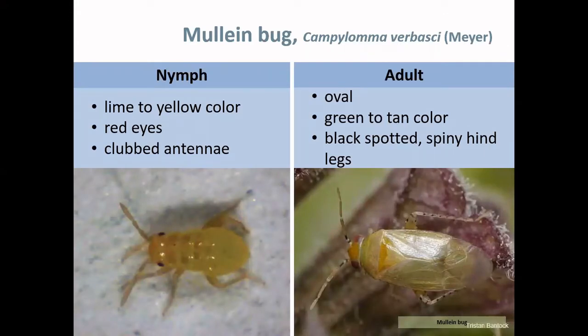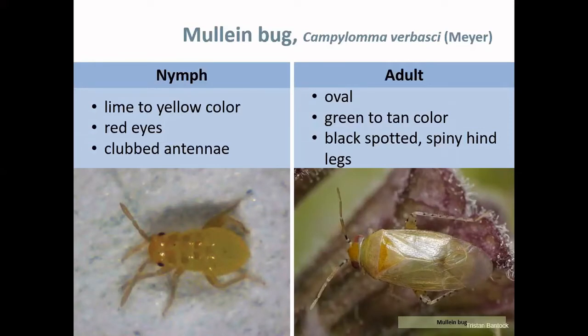Another insect that you'll see early in the season, and it's very common in the orchard, is the mullen bug. There are 2 life stages that will typically be seen, and both will cause damage. The nymph, seen on the left here, is a lime to yellow color, and it has red eyes on either side of its head. Depending on how you're looking for this pest, you may or may not see the clubbed antenna. It's usually seen only under high magnification.